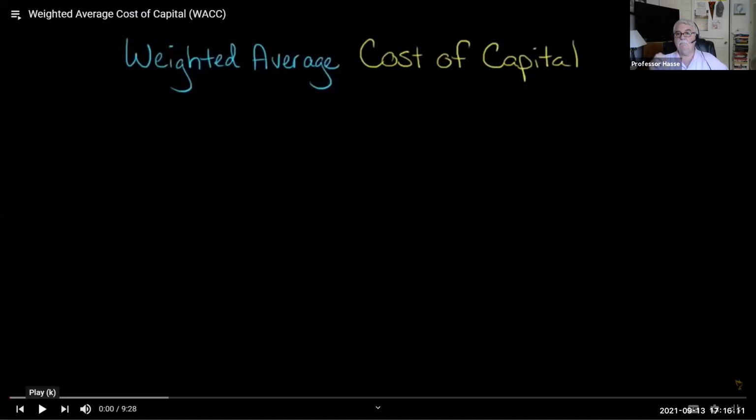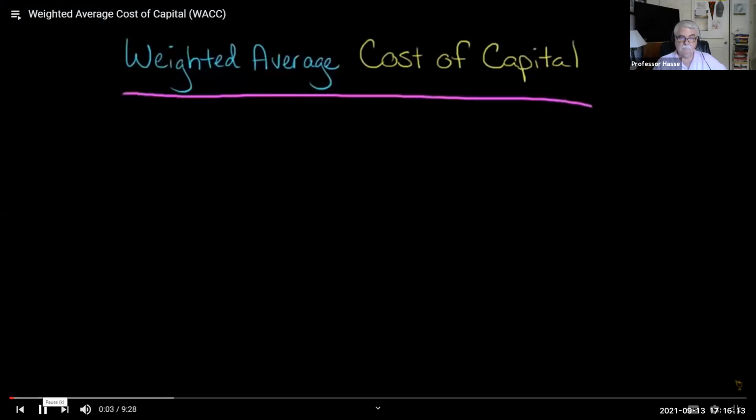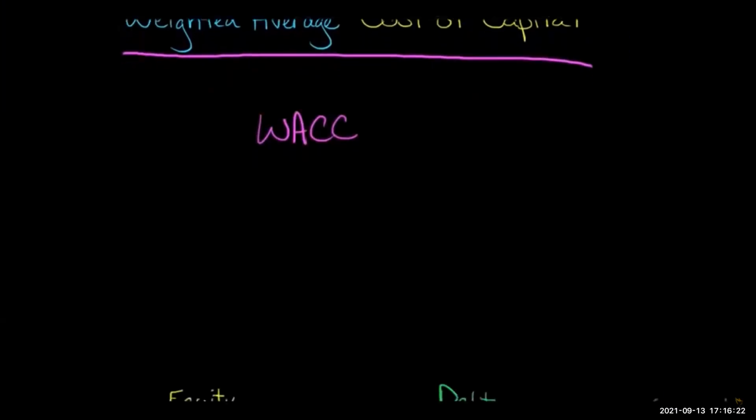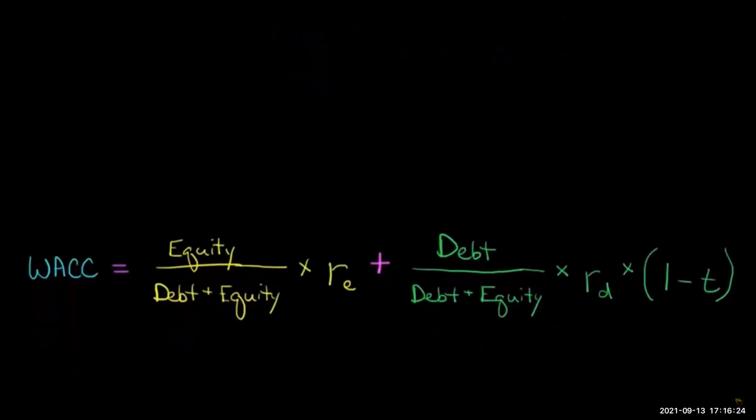In this video, we're going to talk about something called the weighted average cost of capital, which is commonly abbreviated as WACC. So we're going to talk about what it is and how you would go about calculating it, and then we'll walk through an example.